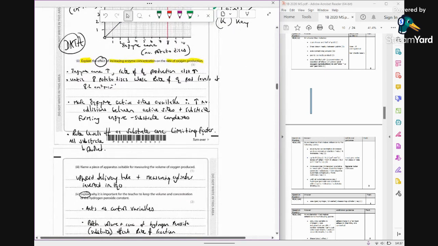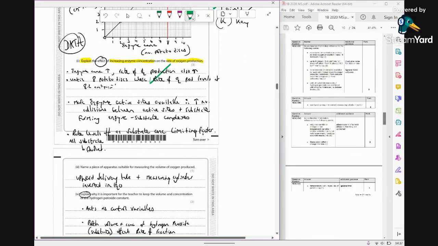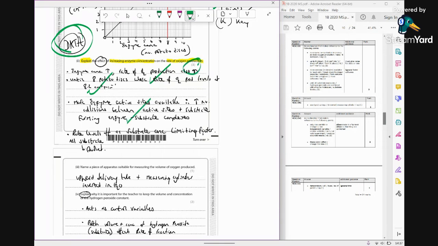Explain the effect of enzyme concentration increasing. Oxygen production increases. Yes. Up to 8 discs, which is 8 or 8.2 centimeters. Yeah. So again, quote the units, give the data, quote the units. More enzyme available to react with or break down hydrogen peroxide, or enzyme substrate complexes formed. Yes. Well, that's 3. There we go.